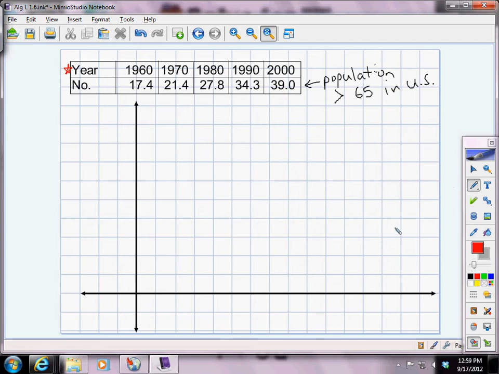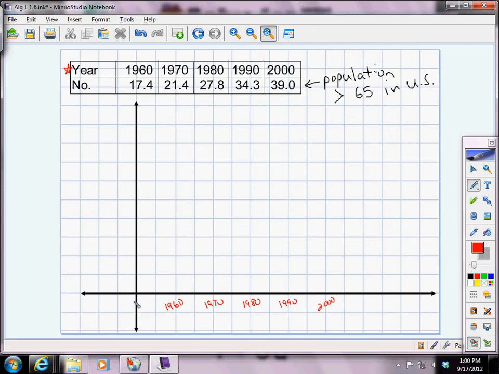So if we were going to create a line graph of this, what we want to do is put our years on our x-axis. So I'm just going to write this as 1960, 1970, 1980, 1990, and 2000. Notice I don't have to start from year 0. Again, we call our x-axis our independent variable, and we'll talk more about that later. Anyway, we can just use the data we're given.